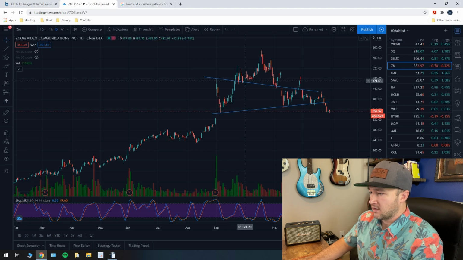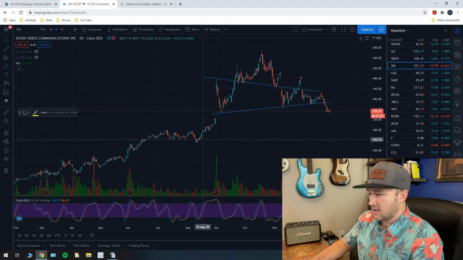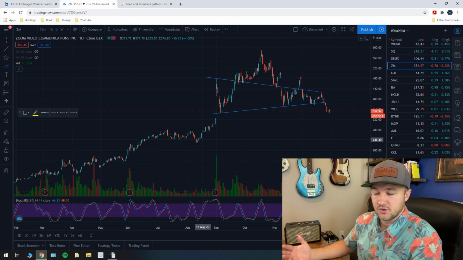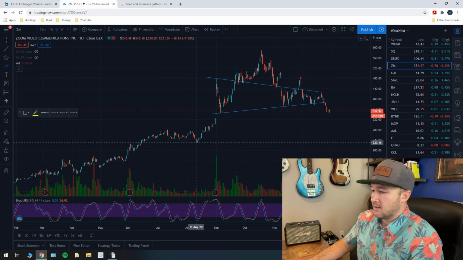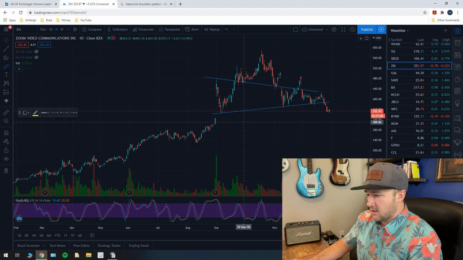I've got two necklines drawn on this. I'm going to show you where these head and shoulders are. Either way, whichever one ends up being the one that works out, it is not a good sign for Zoom, or if you're a bull for Zoom, it's not a good sign. If you are short Zoom, you could make a lot of money here. So let me show you what I'm talking about.